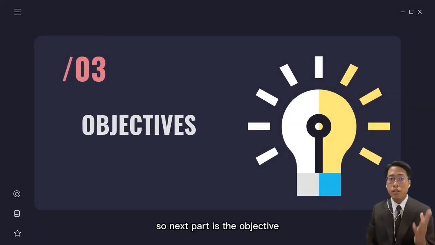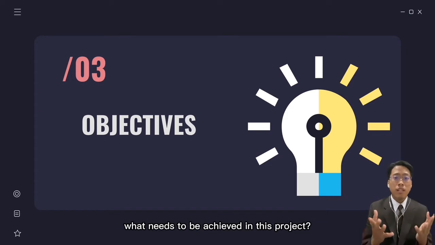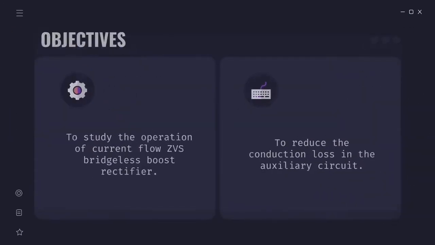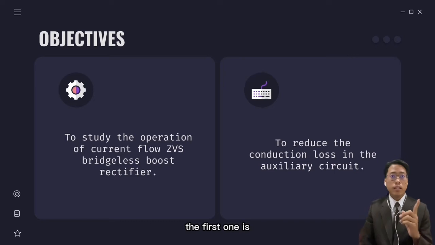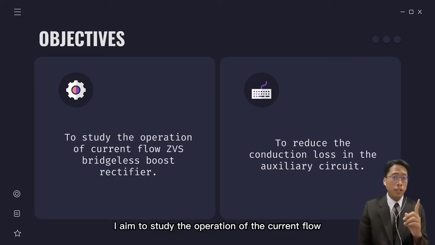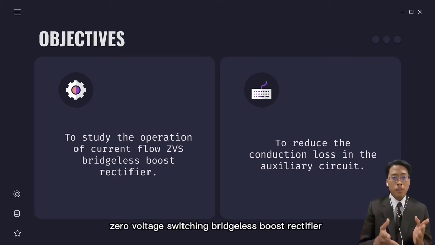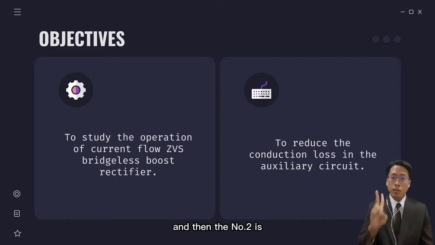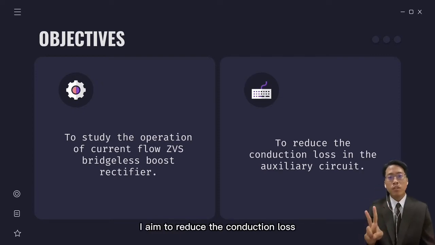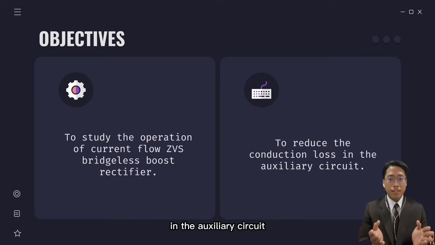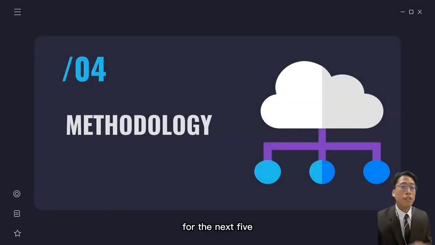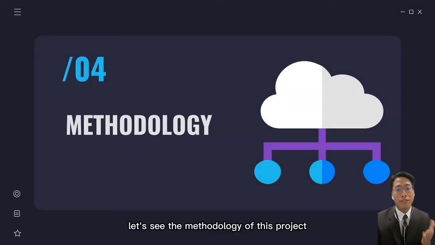So next part is the objective. What needs to be achieved in this project? First, I aim to study the operation and current flow of the zero voltage switching bridgeless boost rectifier. And number two, I aim to reduce the conduction loss in the auxiliary circuit. For the next part, let's see the methodology of this project.